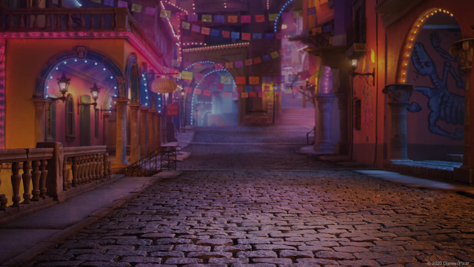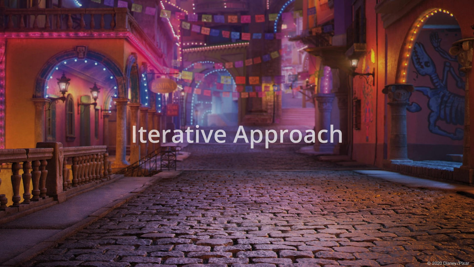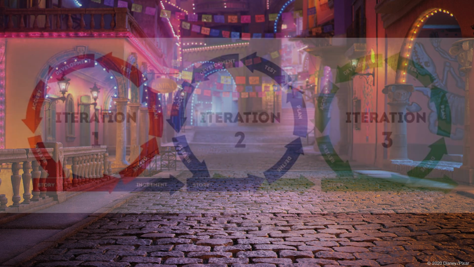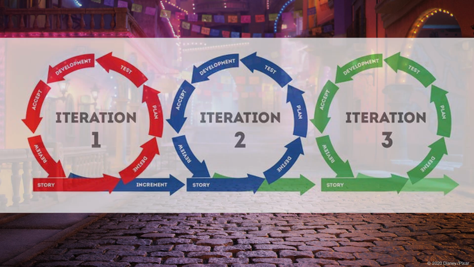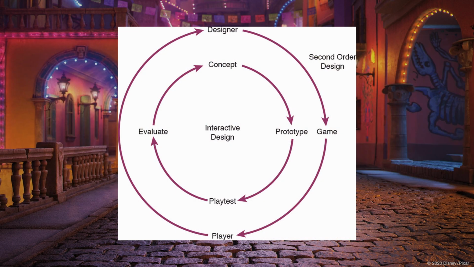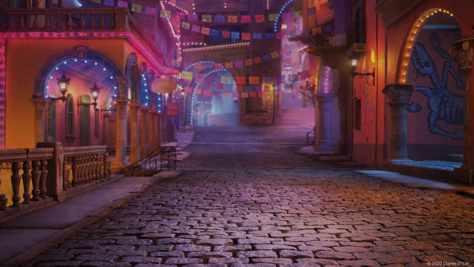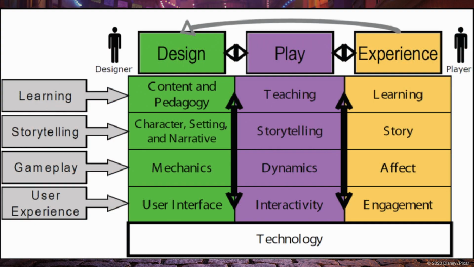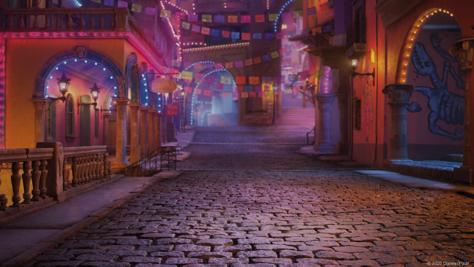Another theory part to be discussed is the Iterative Approach. It is a development process that consists of loops. Each loop is split into four steps: creating an ideal concept, developing a prototype, playtesting, and evaluating the result. As a result of such an approach, a designer can work out the full design of a play experience.